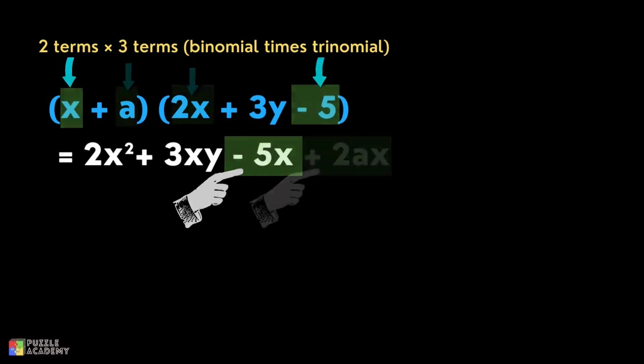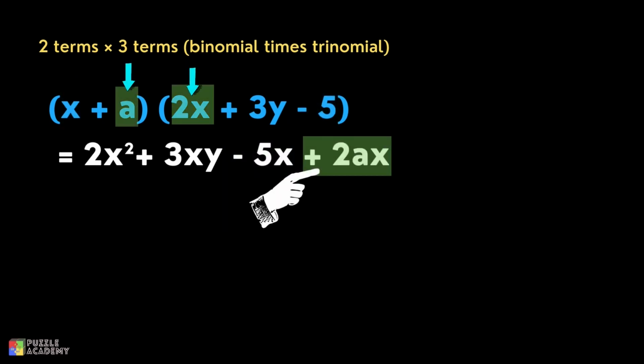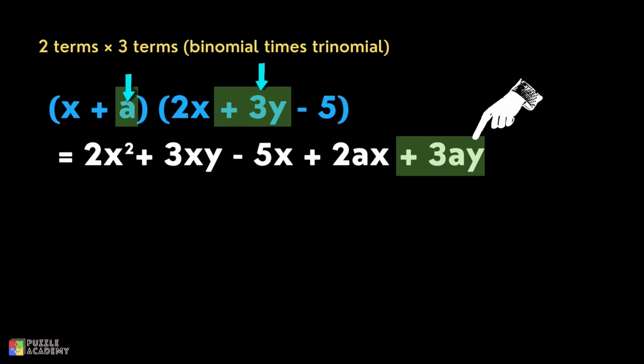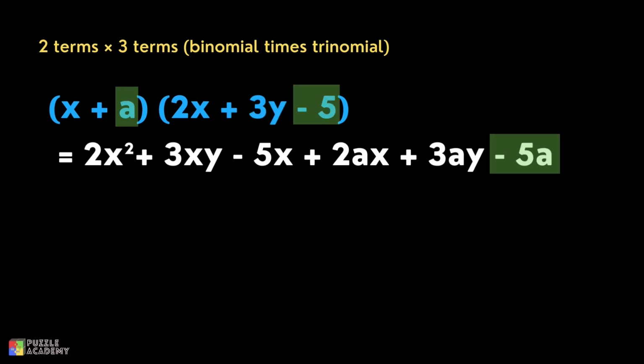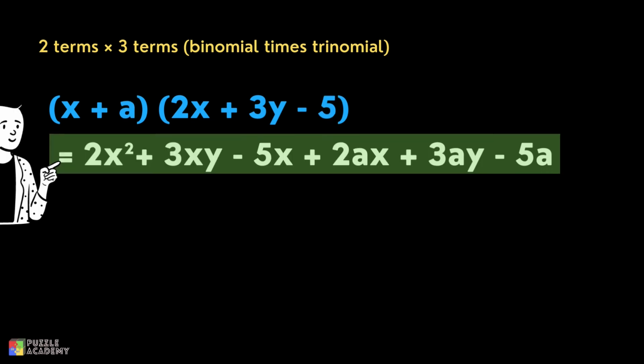Now, we will use the second term. That is positive a multiplied by 2x. It will result in 2ax. And for the next term, we have the product of positive a and 3y. That is positive 3ay. And last but not the least, the product of positive a and negative 5. And that is negative 5a. And this would be the product of this given example.